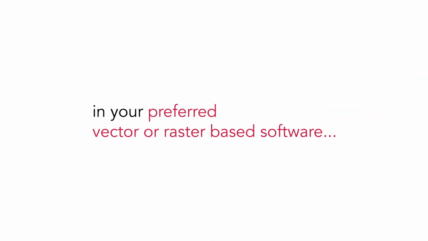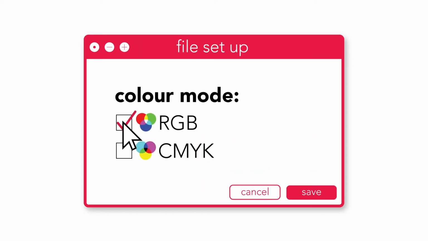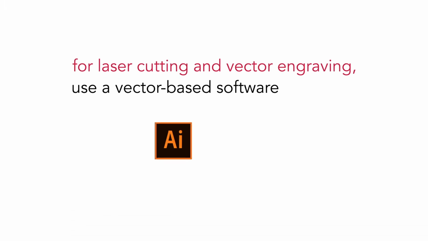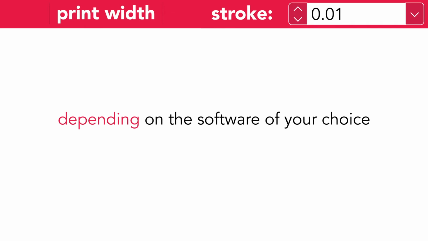In your preferred vector or raster-based software, ensure that the color mode is set to RGB and not CMYK. Set up your file or artboard to reflect the dimensions of your selected material sheet, not the dimensions of the laser cutter's workspace. For laser cutting and vector engraving, use a vector-based software such as Adobe Illustrator or CorelDRAW to create your line work. Set the stroke or line weight to hairline or to 0.01 points or millimeters, depending on the software of your choice.